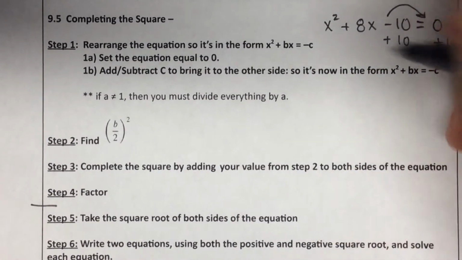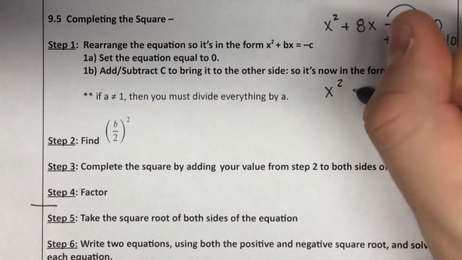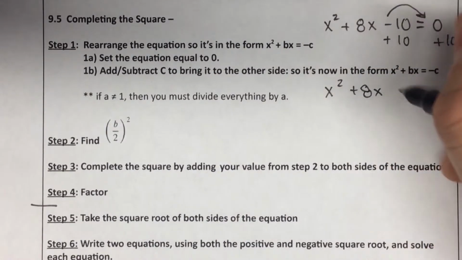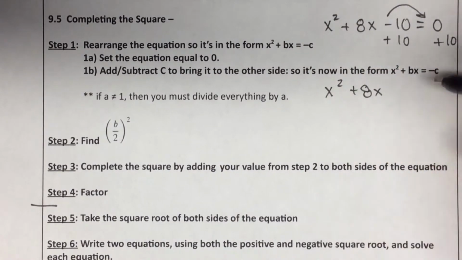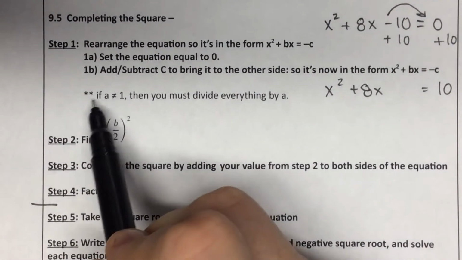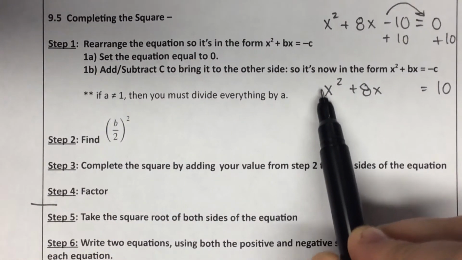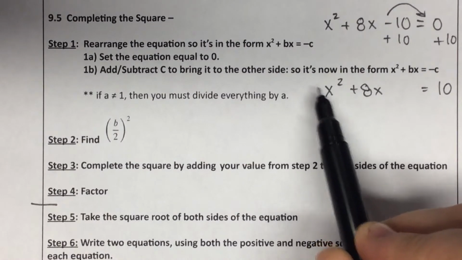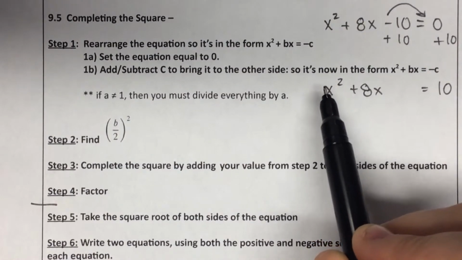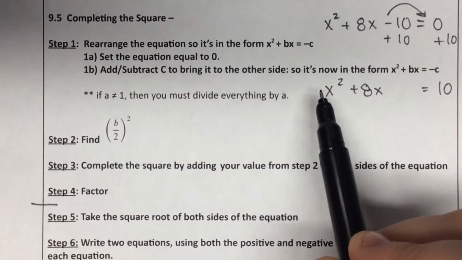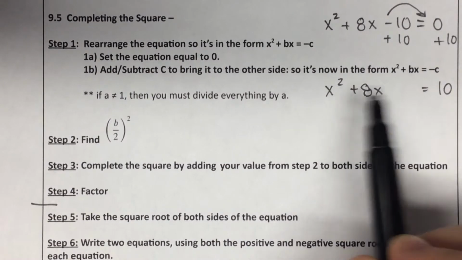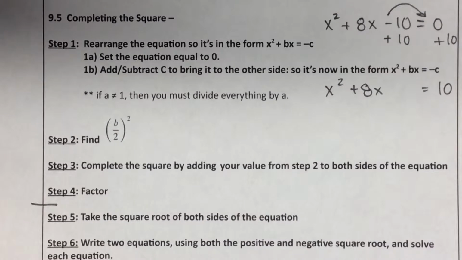Okay, so if I do that, now I end up with x squared plus 8x, and then I'm going to leave a gap here and put equals 10. Note here, if a is not equal to 1, so the number out front was like, say, a 2 or a 4, 5, then you have to divide everything by that number. So if this was a 2, you'd have to divide this by 2 and this by 2. It can get really messy pretty quickly, especially if the numbers don't divide nicely.